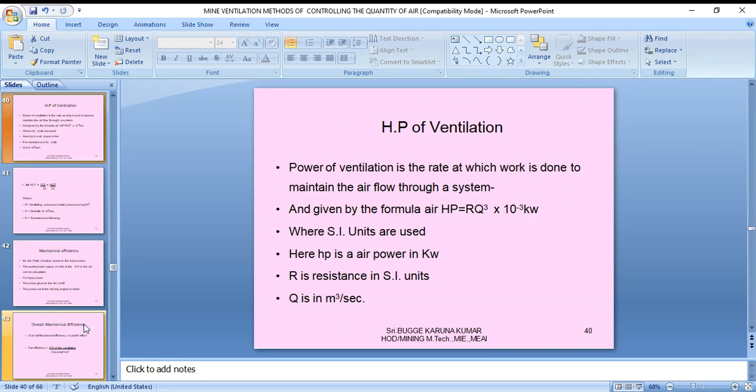What is the horsepower of ventilation? Power of ventilation is the rate at which work is done to maintain the airflow through the system, and is given by the formula air HP equal to RQ cubed into 10 to the power minus 3 kilowatts. Generally the HP formula is RQ cubed by 75 you can use, but RQ cubed multiplied by 1000 gives kilowatts. So the general HP formula is RQ cubed where SI units are used. HP is the air power in kilowatts, R is the resistance in SI units, Q is in meter cubed per second. This is the standard formula for the HP calculation.